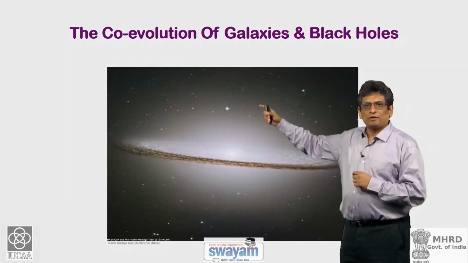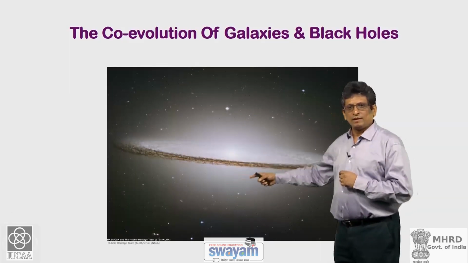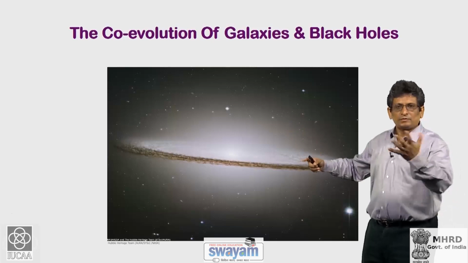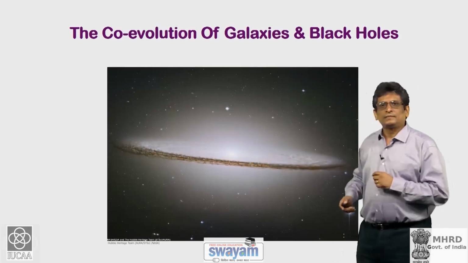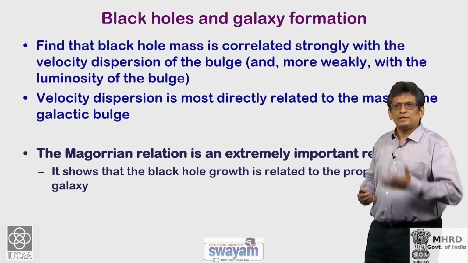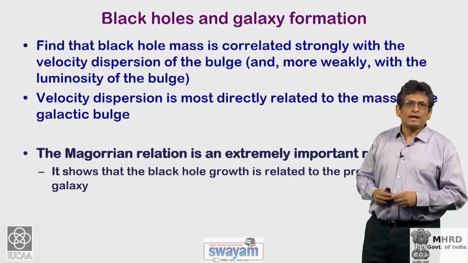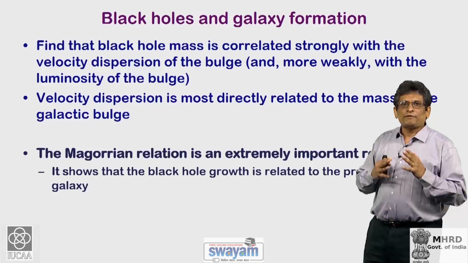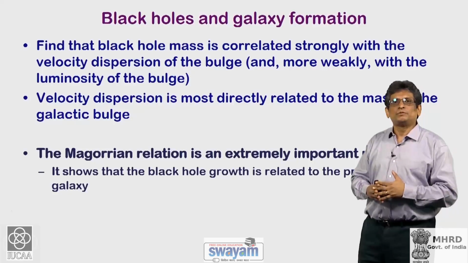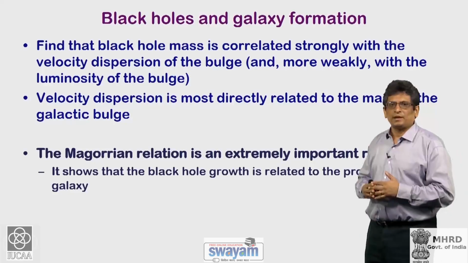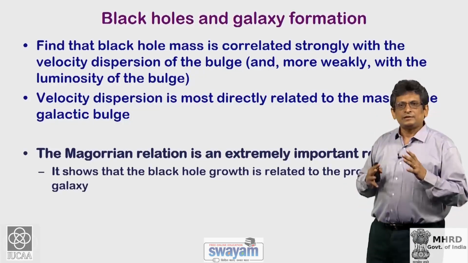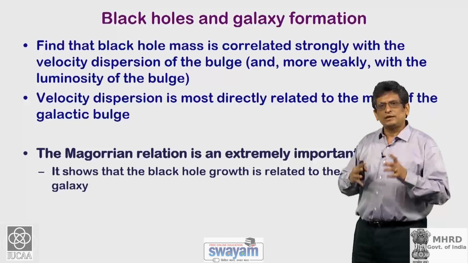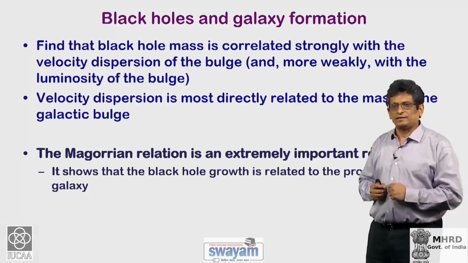The bulge of the galaxy is the one here, for example, that correlates with the mass of the central black hole, not the disk. That tells us something, and the interesting thing here is that the fact that the black hole mass correlates with the velocity dispersion or mass of the bulge is telling us that it is related. The black hole's genesis is related to the genesis of the galaxy.